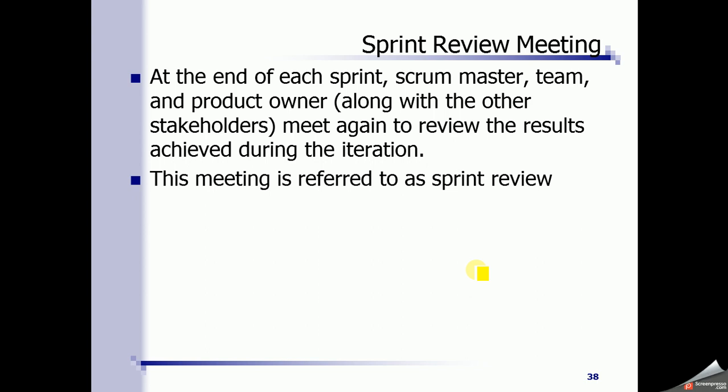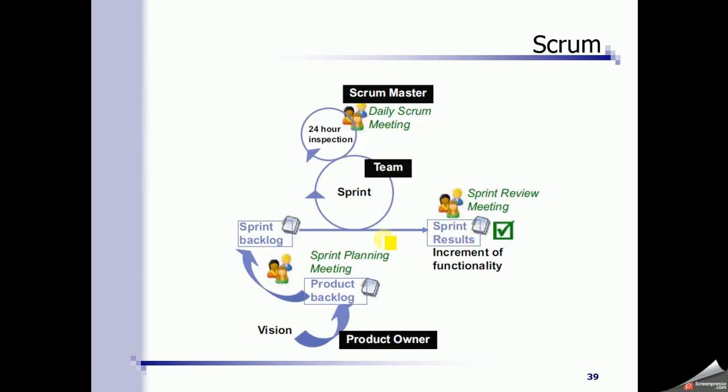Sprint review meeting, it is at the end of every sprint, at the end of the sprint, 2 weeks time. Now all the stakeholders will meet again, Scrum Master, team and the product owner, to review the results achieved during the iteration. This is sprint review meeting, right? So let's quickly go through the entire process. So first of all, the product owner has a vision, okay? He has a vision and he will put all the requirements in the product backlog, okay? So these are all the requirements with the priorities of those requirements as well.